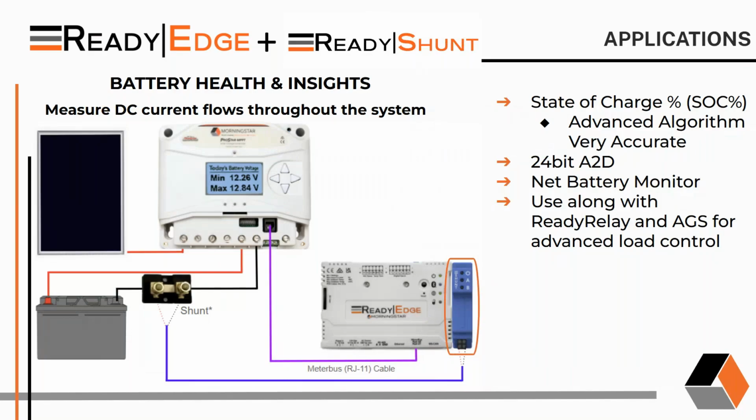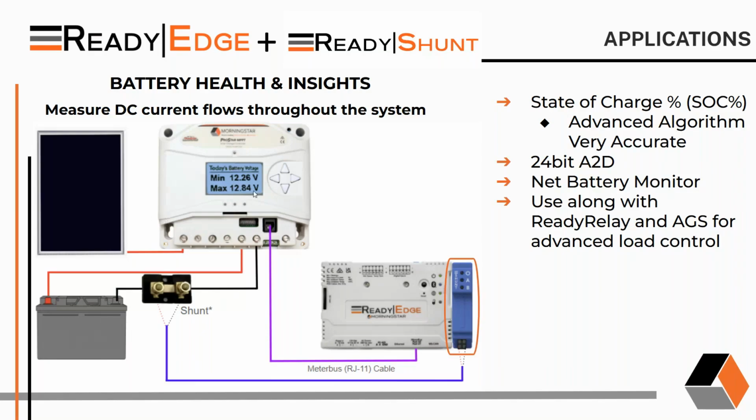So now let's move on to the Ready Shunt. The Ready Shunt again has these two channels of shunts, and the most simple example is you want to get high resolution SOC percentage available, because your customers really want to see that percentage number as opposed to just a voltage. We totally get it.